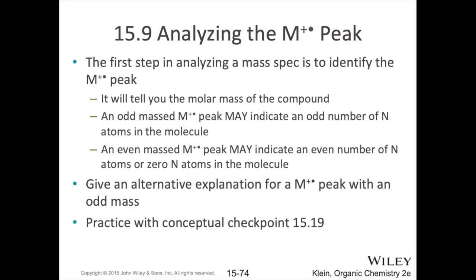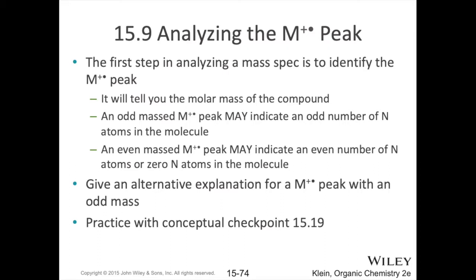Basically, like I said, the key thing you want to start off with is looking for your parent ion peak. Look for that highest value significant peak, and that tells you essentially the molar mass of your compound. Now there are other pieces of information you could glean from this. For example, if you have an odd number, it could potentially tell you that you have an odd number of nitrogen atoms, whereas an even number might tell you that you have an even number of nitrogen atoms, or no nitrogen atoms, so not an amine at all. Again, that's just a potential piece of information you might have.